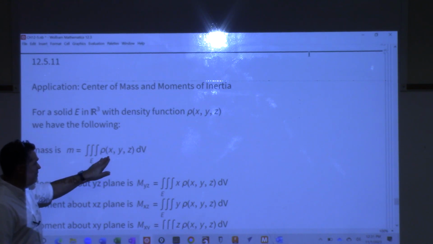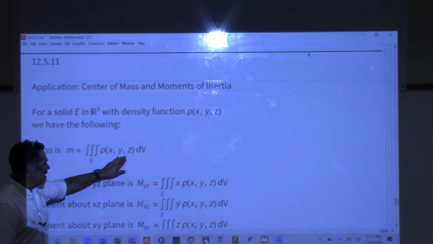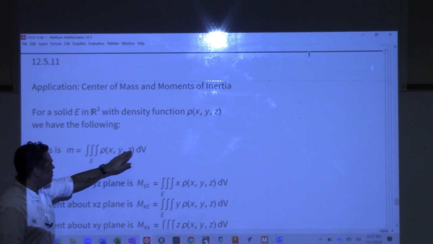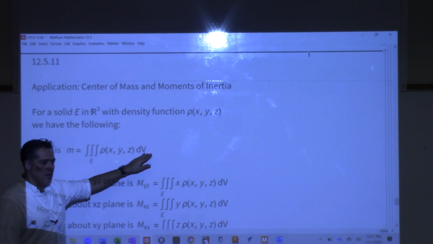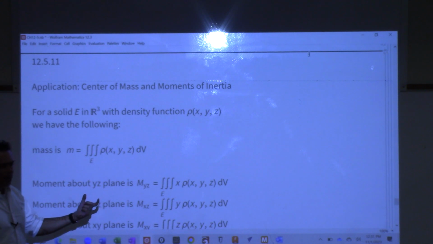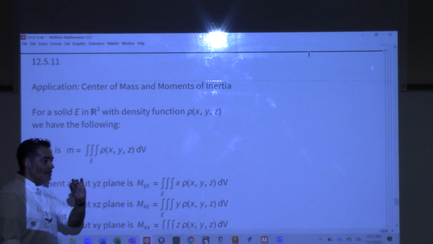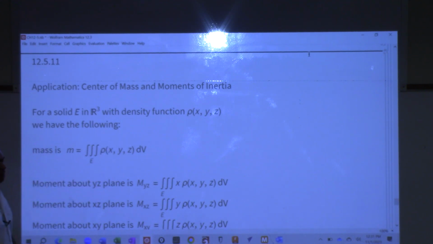Excuse me, this is our density, and this is our volume. Density times volume gives you mass, and so we're summing up all the little mass points. That gives us our total mass.